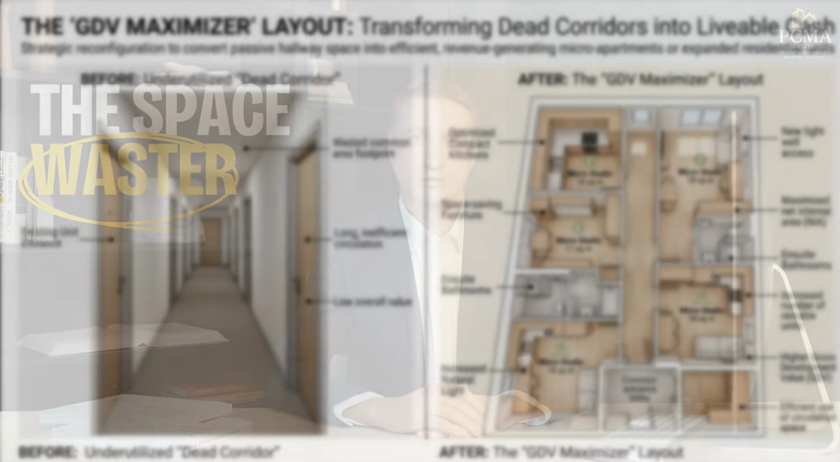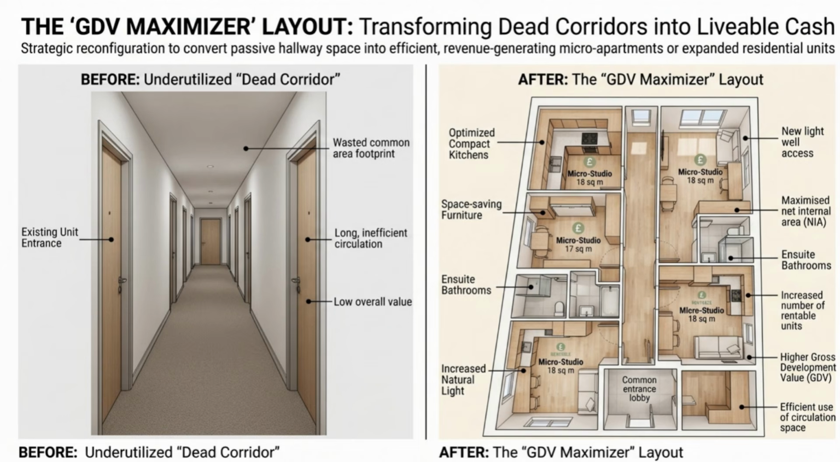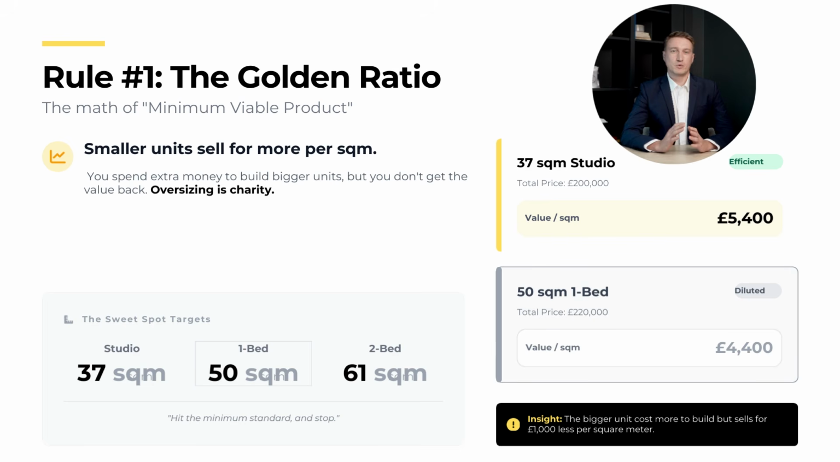Today, I'm going to show you the GDV maximizer layout: how to turn dead corridors into livable cash. Rule number 1. Smaller units sell for more per square foot. A 37 square meter studio might sell for £200,000, £5,400 per square meter. A 50 square meter one bed might sell for £220,000, £4,400 per square meter. You spent extra money to build the bigger unit, but you didn't get the value back.